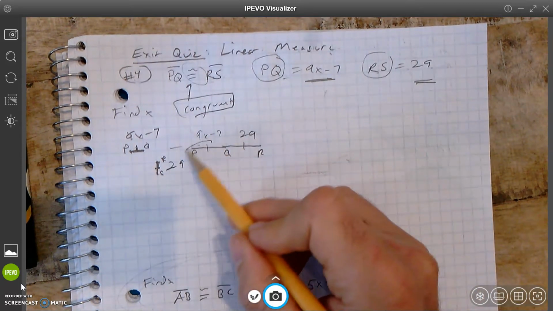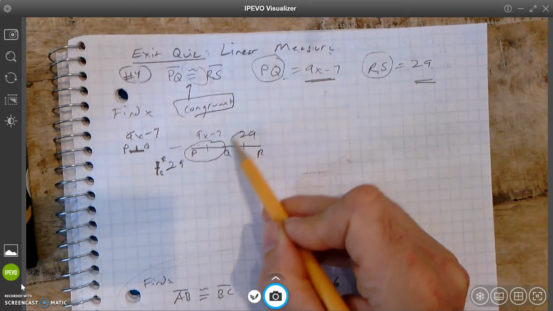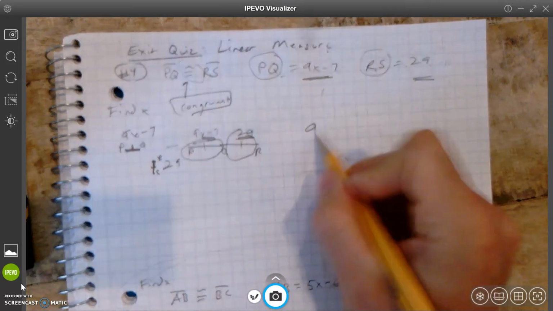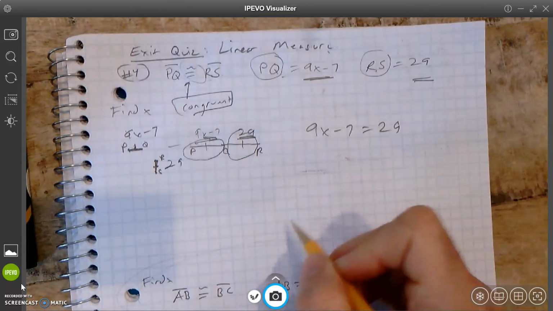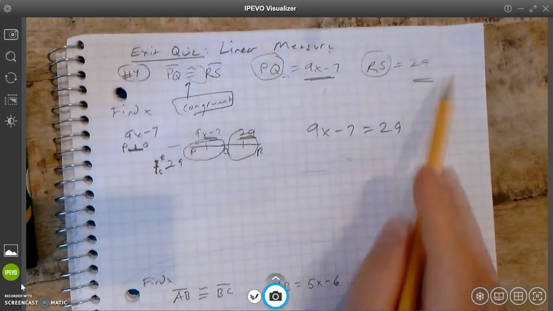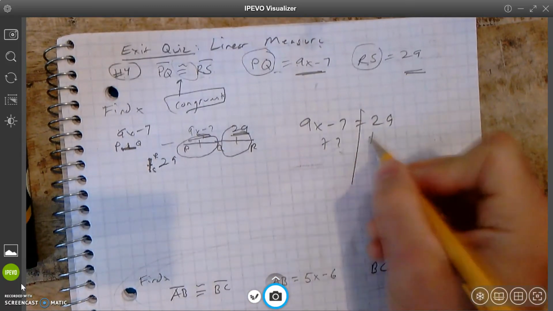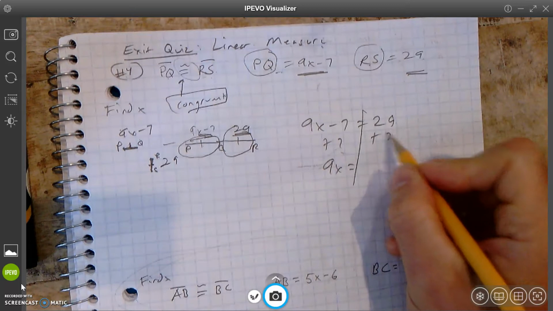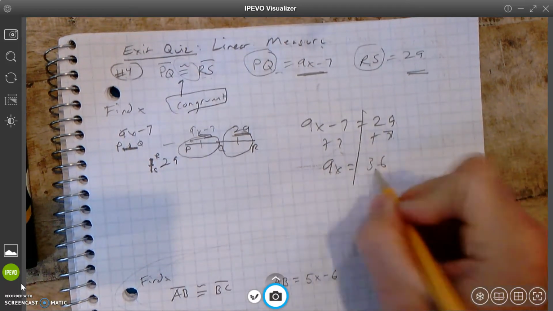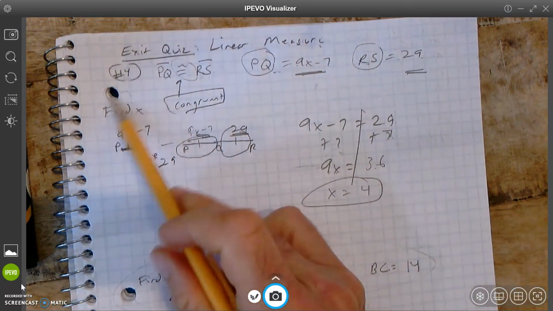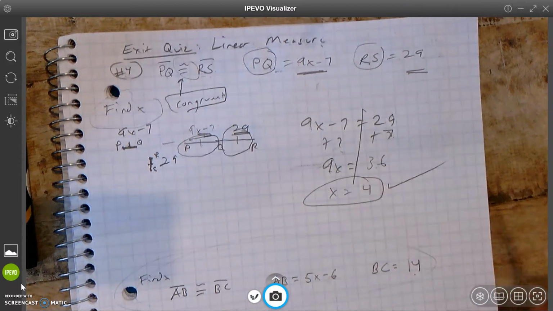So we know that since they're congruent, that means that the distances have to be equal. So this equals this. So 9x minus 7 equals 29. Why? Because PQ and RS are congruent. So I'm going to solve, add 7. 9x equals 29 plus 7, which is 36. 9 times what is 36? That would be 4. It just asks you to find x in this problem, and x equals 4. Boom, got it.